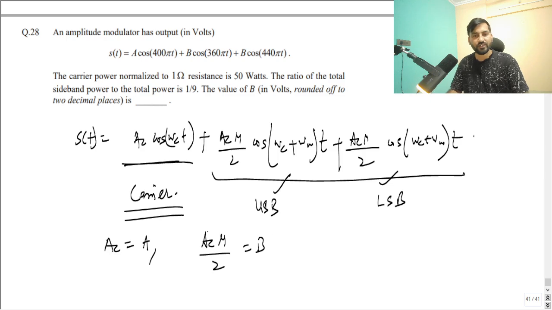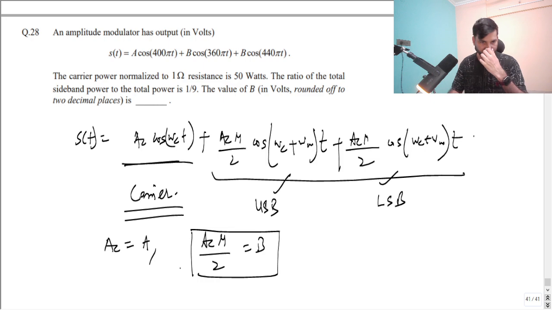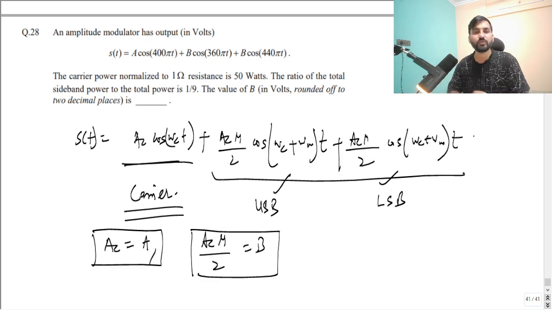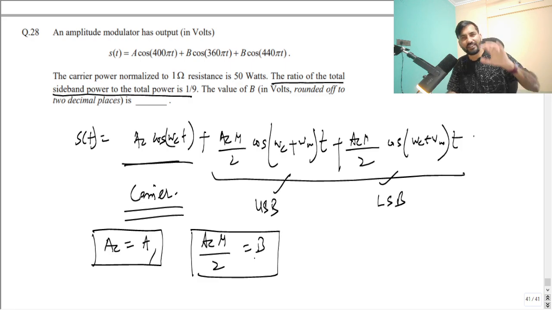So from here you have to just know what is mu here, right? How to find mu is the question here, right? So how to find mu? Mu is nothing but what? Since they have given this information, and Ac you can directly find out, but as I told you, you don't have to worry about Ac, right?